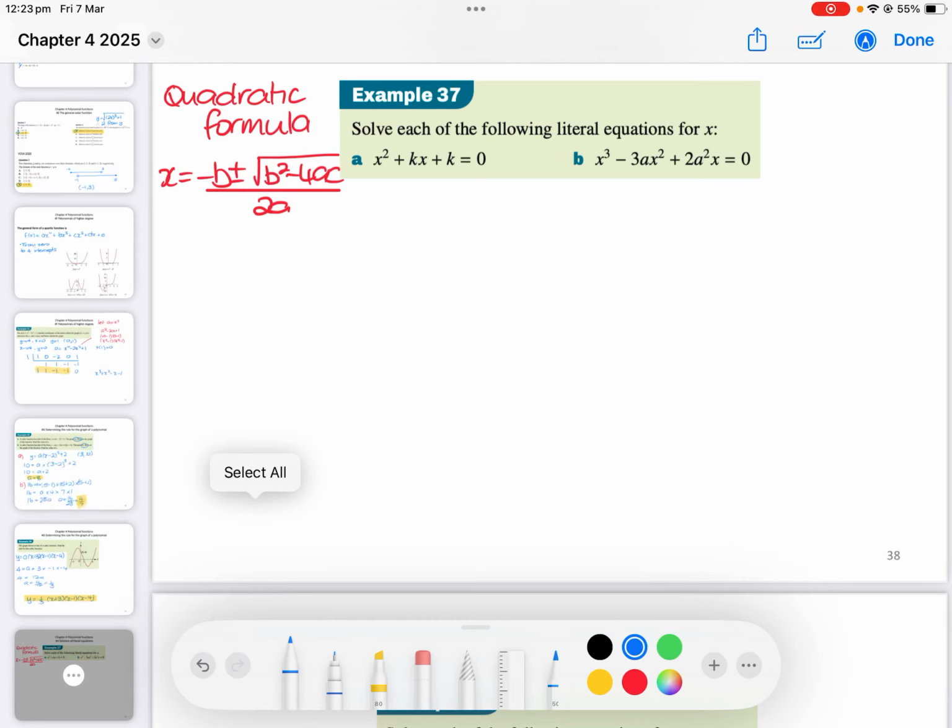All right, let's look at 4H. Literal equations are just when we have letters instead of numbers. You'll see here this middle term is K. Normally that would be a number. This final term is K. Normally that would be a number, but it makes no difference.